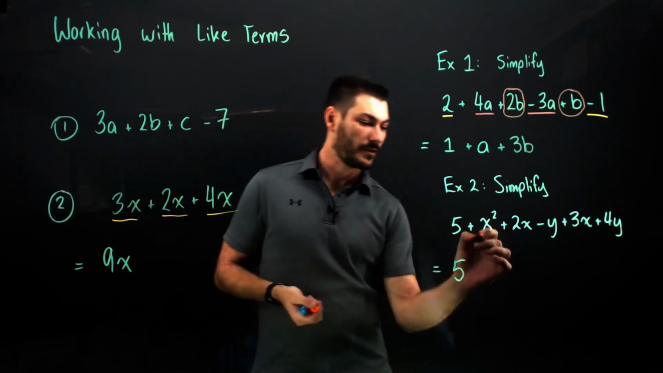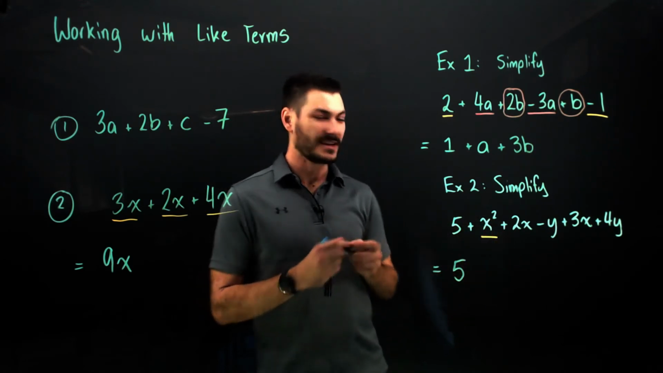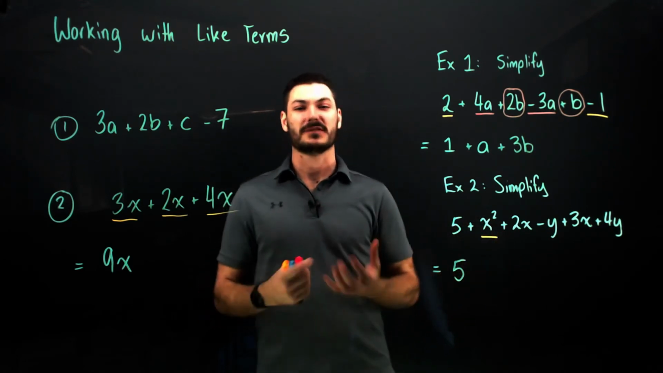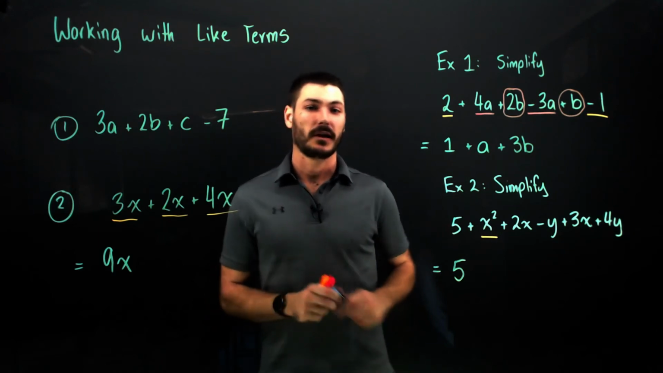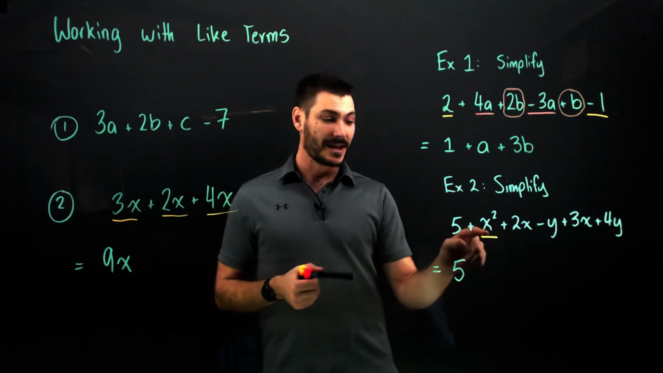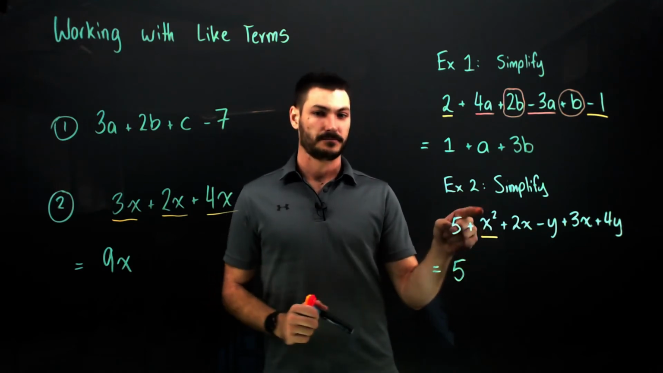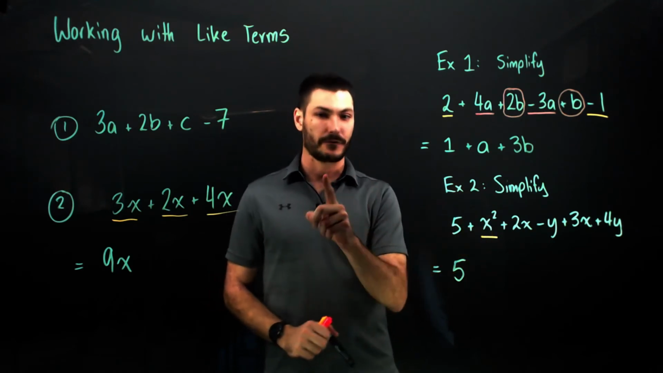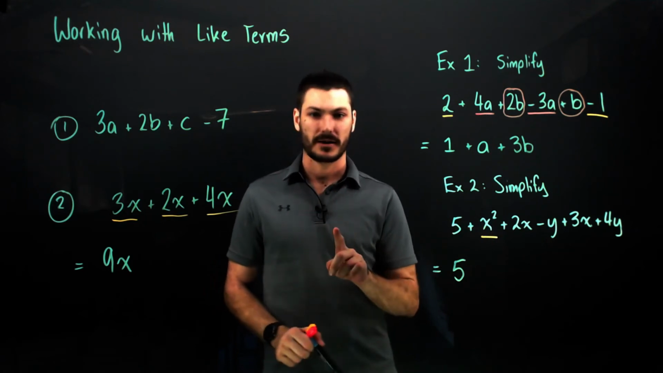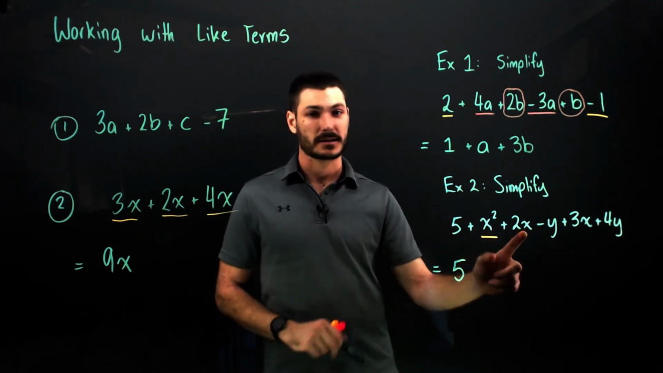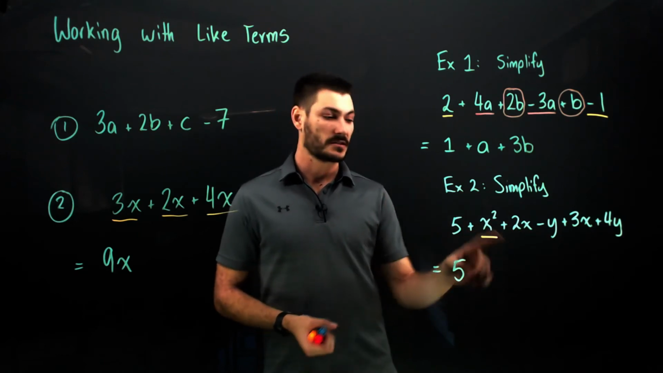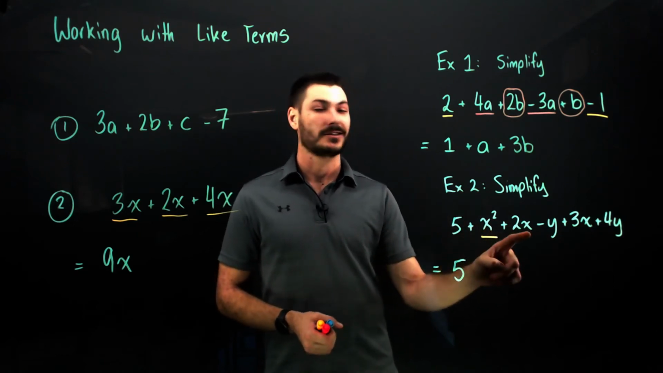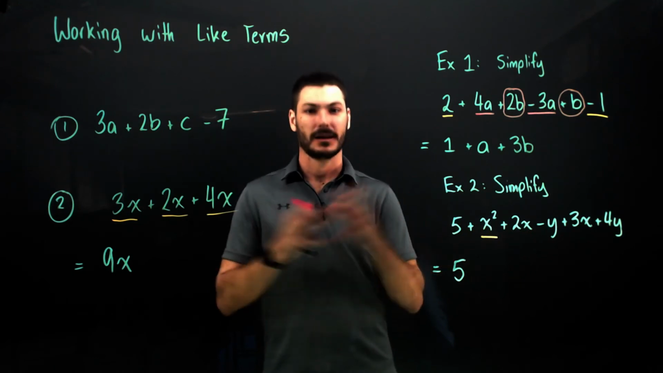I'm going to start with x squared. Now this is the tricky one and it gets a lot of students. So if you're paying very careful attention now, you won't make this mistake in the future. This has an x in it, but it is x squared. X squared is different and not a like term with just regular old x. They are similar but different. You can think of them as cousins, not brothers, okay? So x squared and 2x do not collect together.